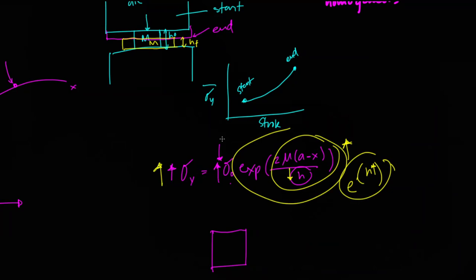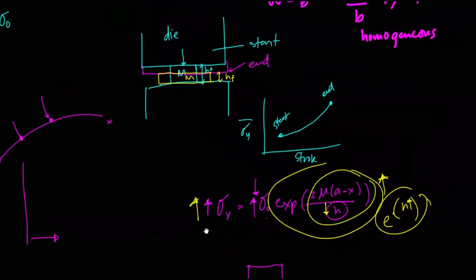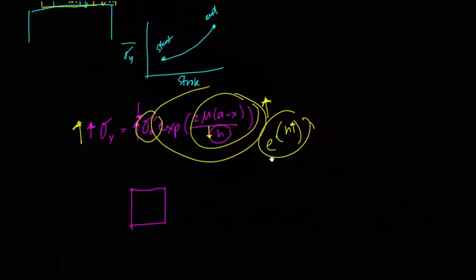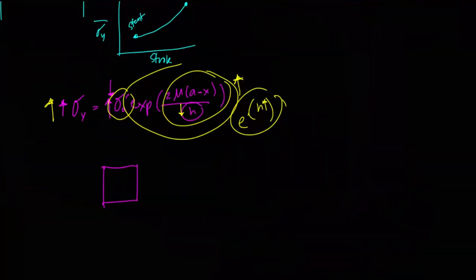Tama? So parang double whammy siya, no? So bukod sa nag-i-increase itong sigma naught natin or sigma naught prime, bukod sa increasing yung magiging flow stress natin because of the strain hardening effects, increasing din yung required sigma y or required forging load because pa-decrease ng pa-decrease din yung height natin. Okay? And this is apparent also, no, class.